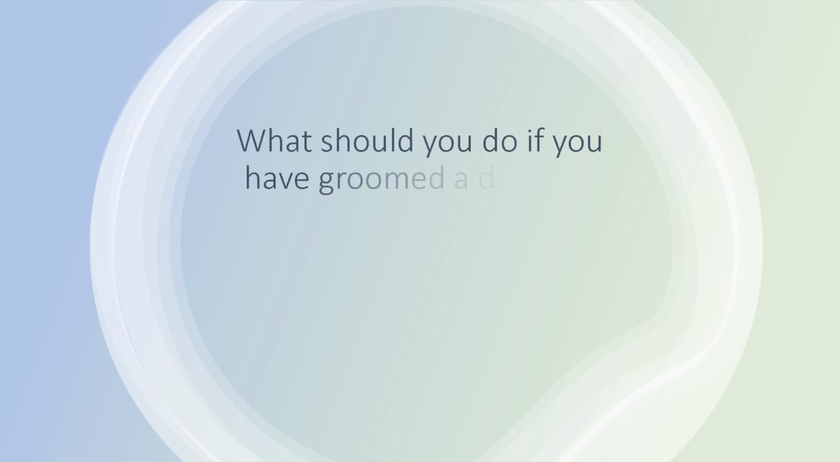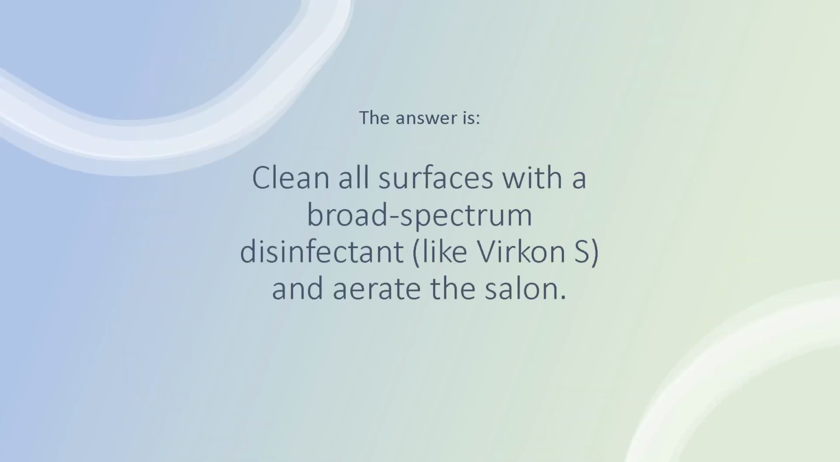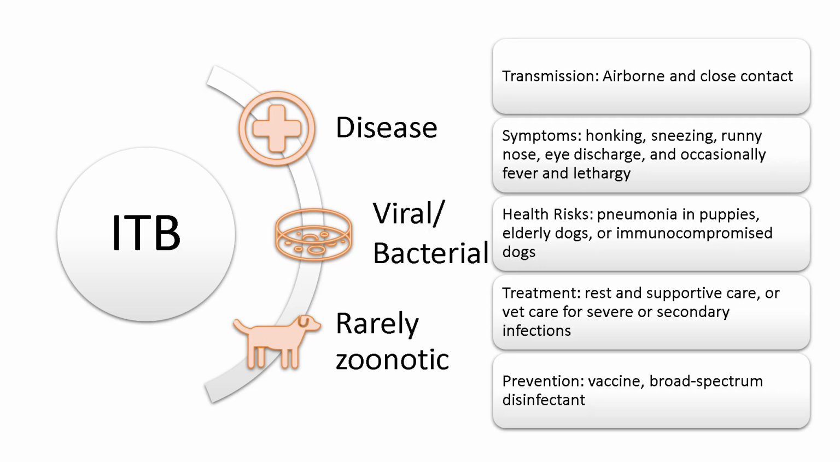What should you do if you have groomed a dog that may have been infected with CPIV? The answer is clean all surfaces with a broad spectrum disinfectant like Virkon S and aerate the salon. Kennel cough is the common term for infectious tracheobronchitis, ITB, and it's a disease that infects the upper respiratory tract.